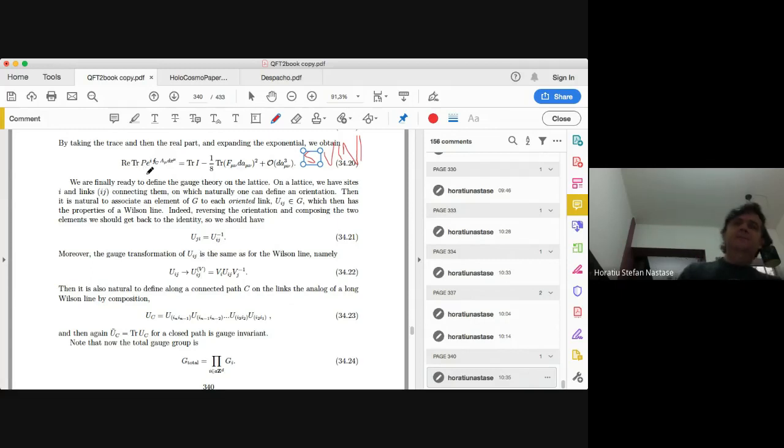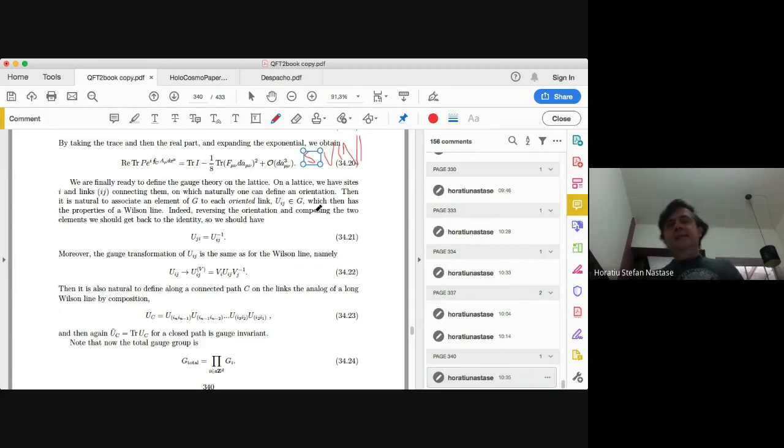We have to get something that looks like a Wilson loop on the lattice. So on the lattice, we have sites i, and we can also define the links ij that connect the sites. On them, we can naturally define an orientation. So we can naturally associate an element of G to each oriented link. We define the group element U_ij, oriented from i to j, belonging to the group G.